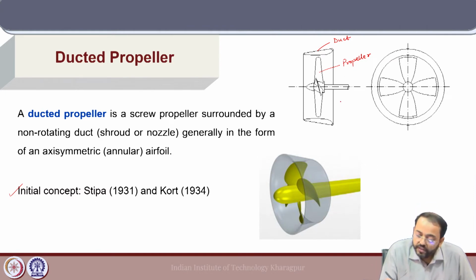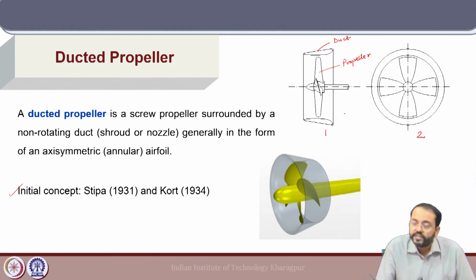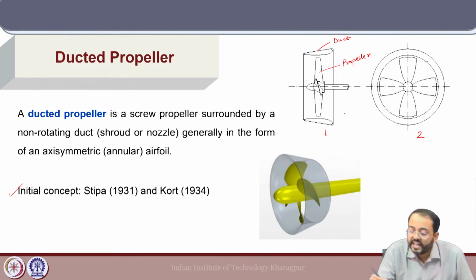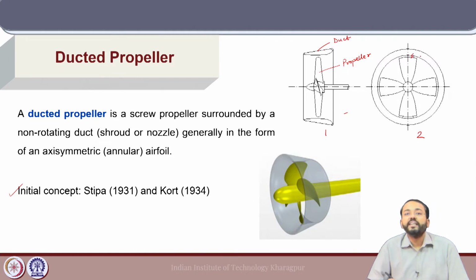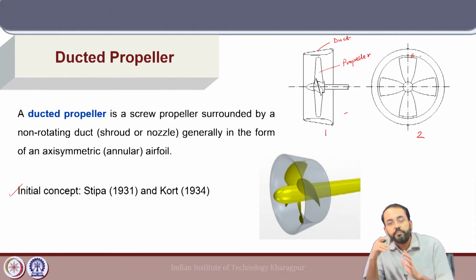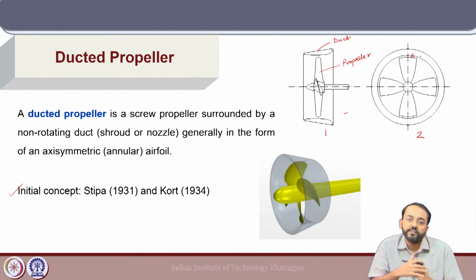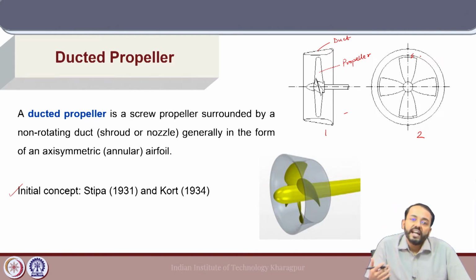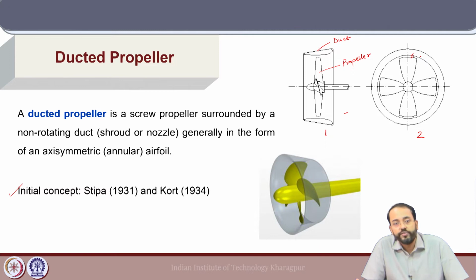Here we have two views of the ducted propeller, one from the side and the second from the front. Here we can see that there is a small clearance between the propeller blade tip and the duct. In a ducted propeller, the vortices generated by the propeller blade tip are suppressed by the presence of the duct, and both the propeller and duct generate thrust, which is important for operation and thrust generation at high propeller loadings, that means low advance coefficients.